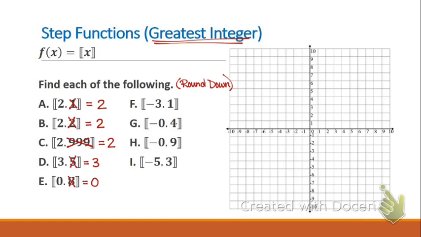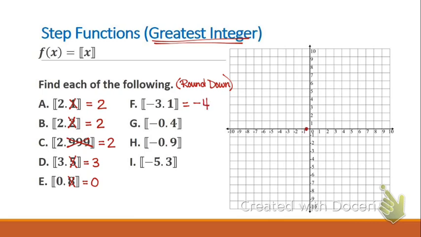Now for my negatives, I'm going to round down. So if I'm at negative 3.1, that would be over here on the number line. I'm looking at the graph now. Negative 3.1 is going to be just to the left of negative 3. And so this is going to round down to negative 4. If it's helpful to look at a number line, then look at a number line there. This is going to go to negative 4.